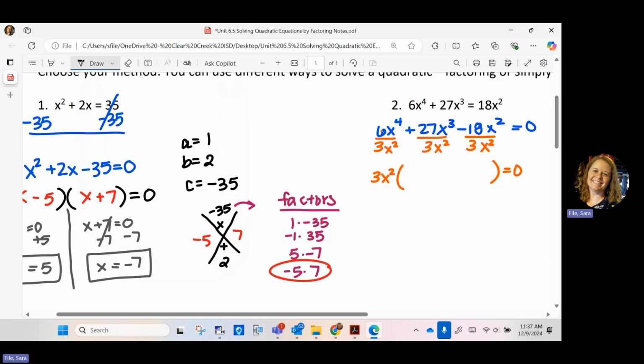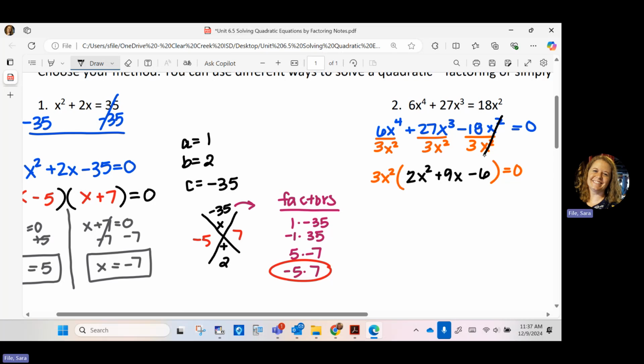So in the first term, 6 divided by 3 is 2, and then that would be x squared. And then 27 divided by 3 is 9. X cubed divided by x squared would just be x. And then negative 18 divided by 3 would be negative 6. And the x squareds completely reduce.